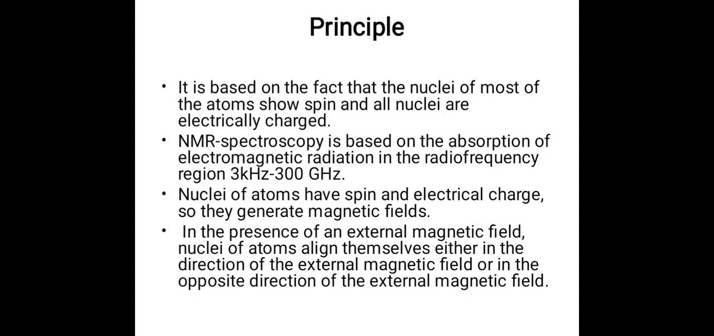Next, principle. It is based on the fact that the nuclei of most of the atoms show spin and all nuclei are electrically charged. NMR spectroscopy is based on the absorption of electromagnetic radiation in the radio frequency region, and nuclei of atoms have spin and electrical charge, so they generate magnetic fields.